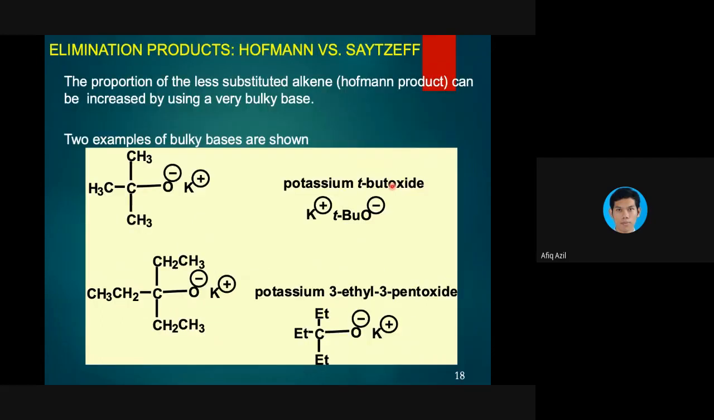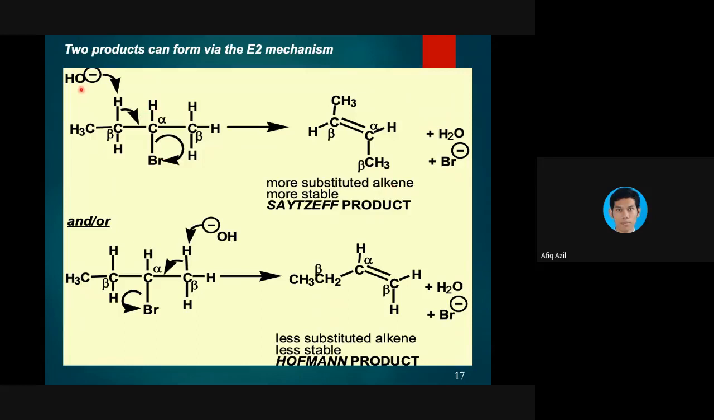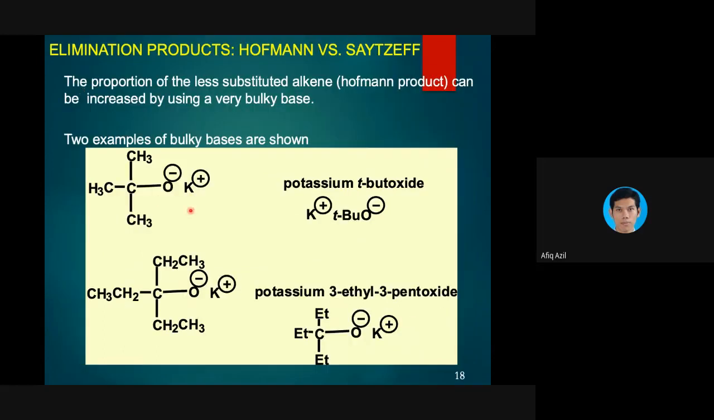You can do that by using a bulky base. Just now, the base in this reaction was just a hydroxide ion. This is not considered bulky because you have one oxygen and one hydrogen. But in this example, there are two examples of bulky base. One is tert-butoxide, which comes from potassium tert-butoxide. The letter t comes from tertiary, because this carbon is a tertiary carbon. 1, 2, 3. And because there are four carbons, it is butane, the root word but, four carbons, and being an alkoxy group, it becomes an alkoxide. Hence tert-butoxide.